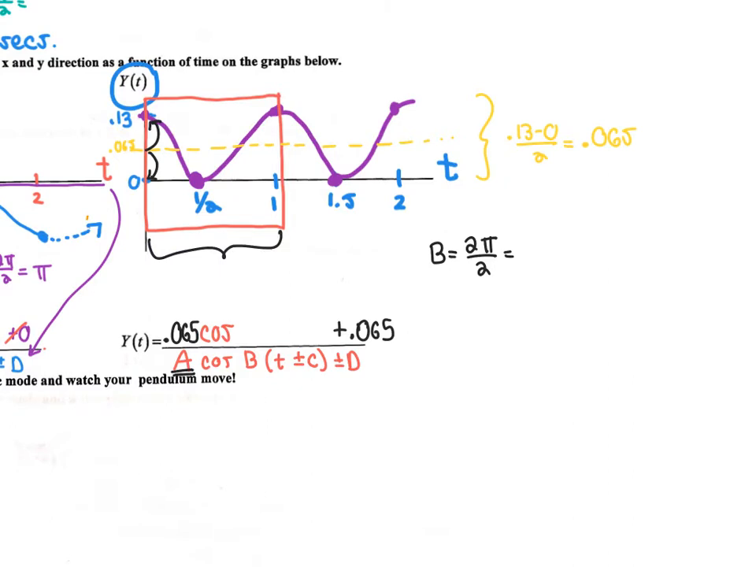The period on this graph is only 1. So we're going to go back, and our B value is going to be 2 pi divided by 1, giving us a B value of still 2 pi. So I can plug that in. And again, my variable is t. My c value is my horizontal shift. And since I did not shift this graph to the left or right, there is no c value. So that concludes my equation for y of t.